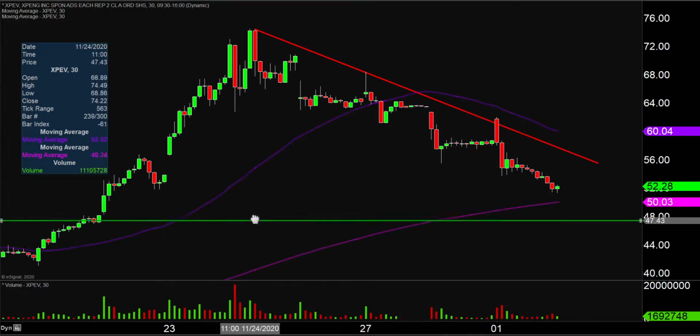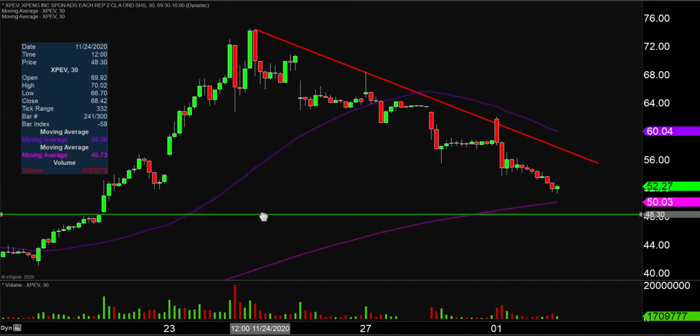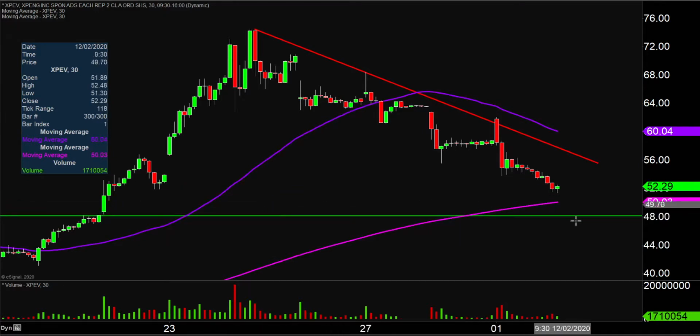In the event that level does not quite hold up, then the next key area of support after that would be down here around the $48 mark. So $50 and then $48, next couple areas of support to watch moving forward. But let's see how this one continues to play out.